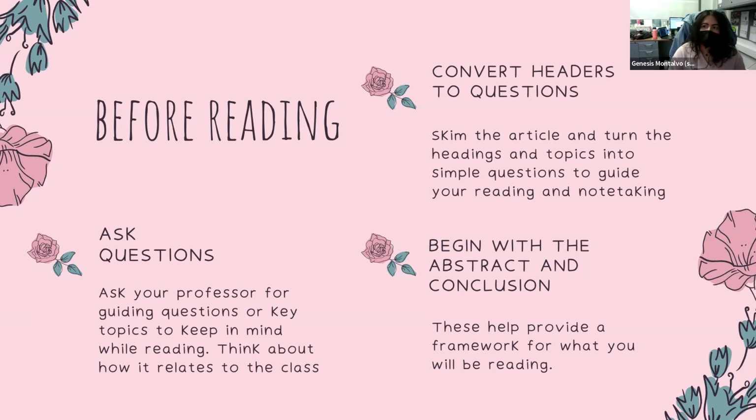So before you start your reading, it's important to ask questions. This could be asking your professor questions for guiding questions or key topics to keep in mind while you're reading. Sometimes you can create your own questions. So how can this reading relate to the class? What if you're reading the abstract and the conclusion, what are some questions that you have based on the information that's provided in those areas? What information from the class can you turn into a question that can help guide your reading?